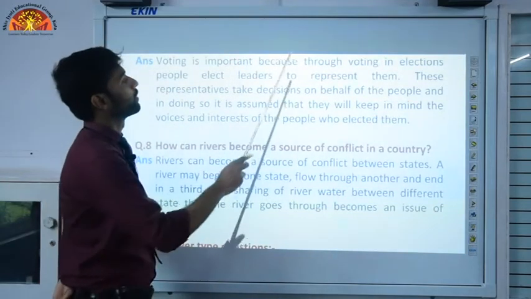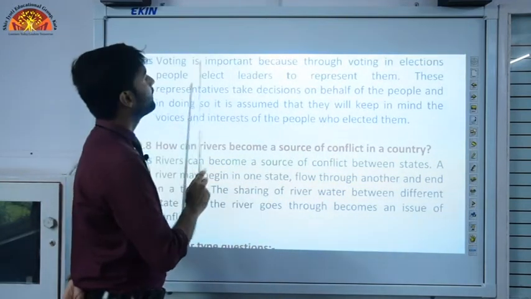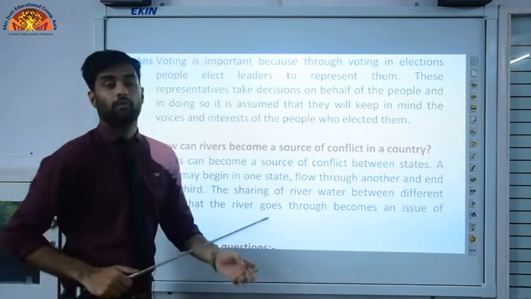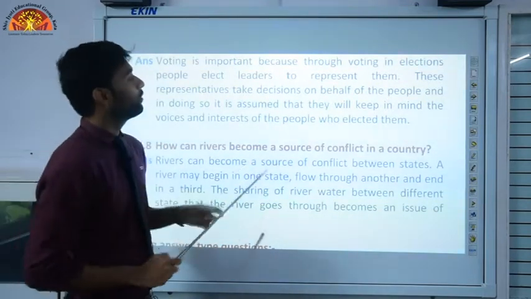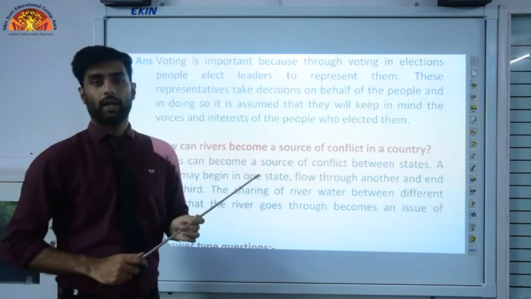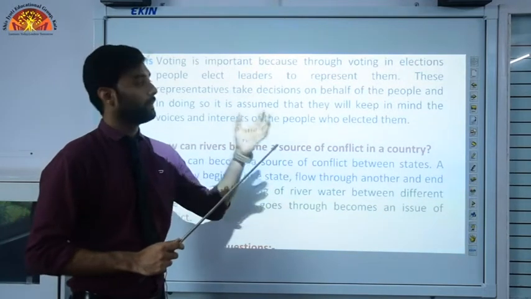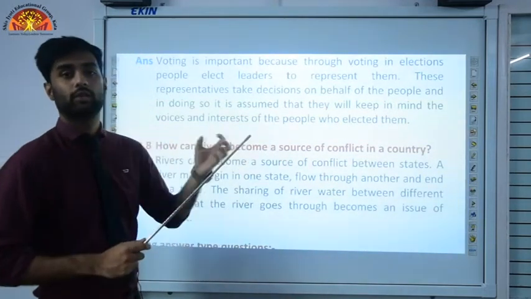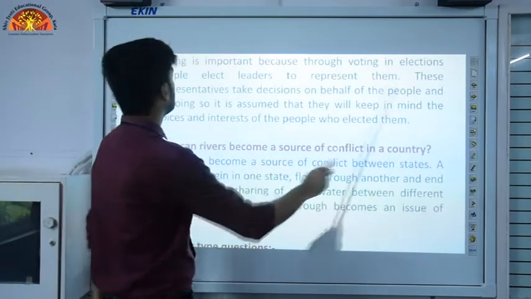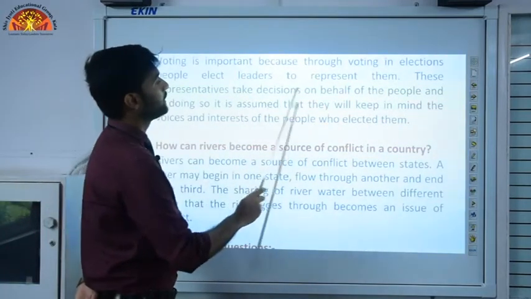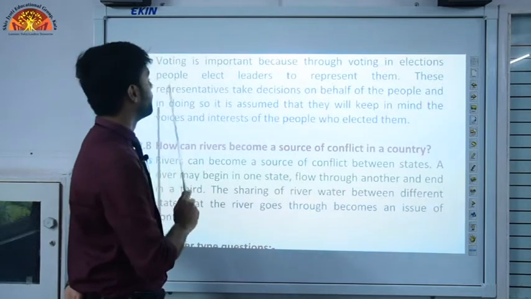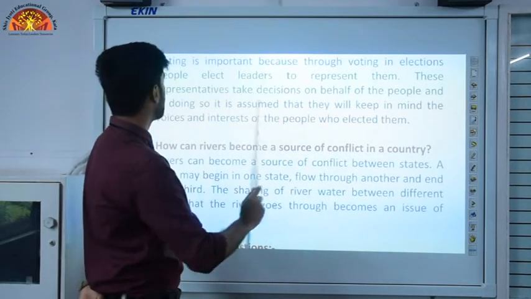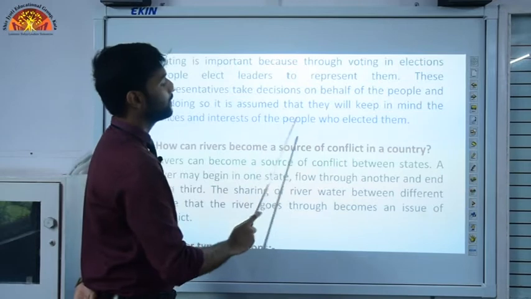Voting is important because through voting in elections, people elect leaders to represent them. The voting process, what does it do? We elect our leaders, okay? We elect the people who will make rules and laws for us. These representatives take decisions on behalf of the people, and in doing so it is assumed that they will keep in mind the voices and interests of the people who elected them.